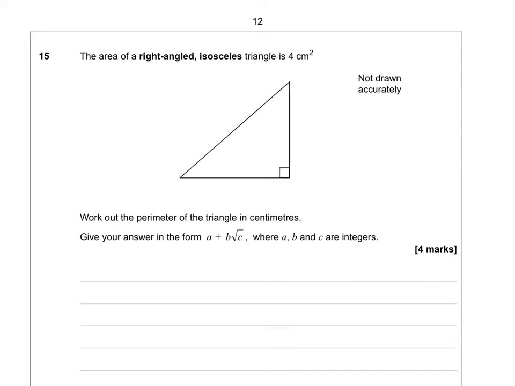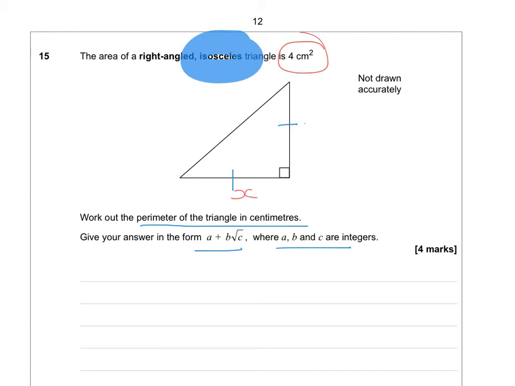Question 15. The area of a right-angled isosceles triangle is 4 centimetres squared. So it's isosceles, which means that these two sides are the same length. Work out the perimeter of the triangle in centimetres. Give your answer in the form a plus b root c, where a, b and c are integers. So the key piece of information here is that the area of the triangle is 4 centimetres squared.